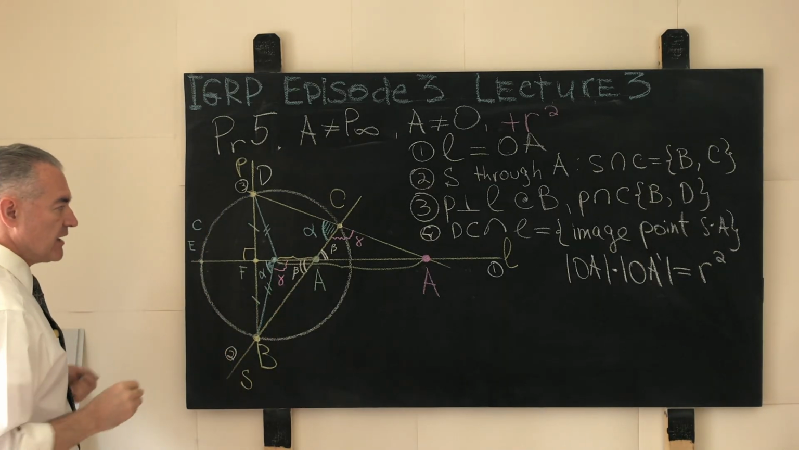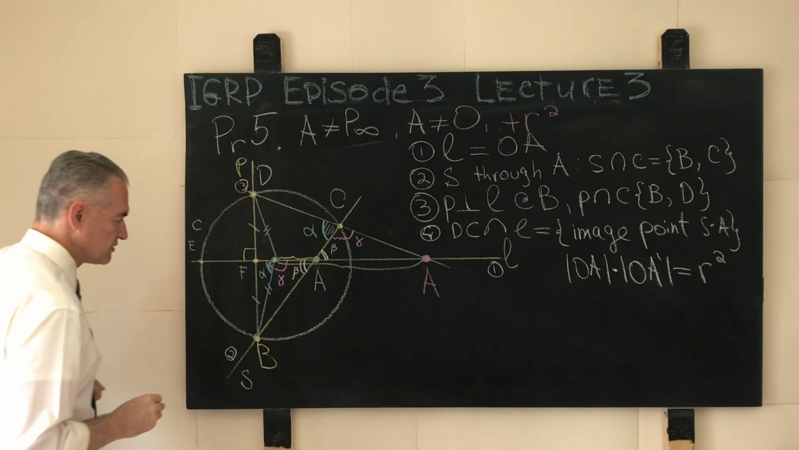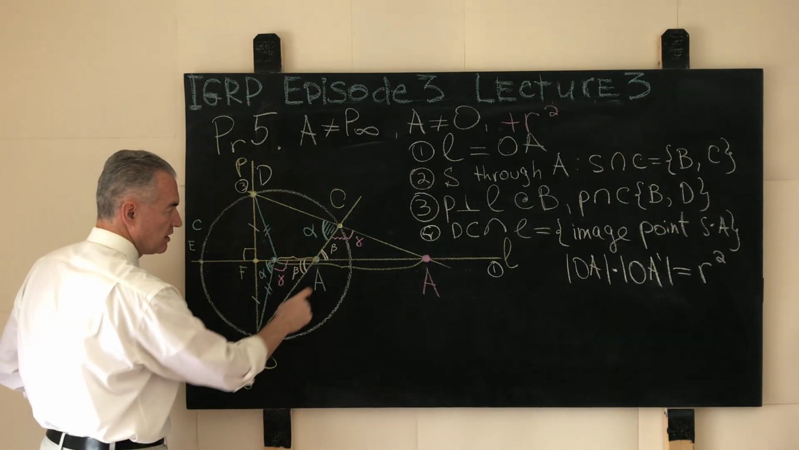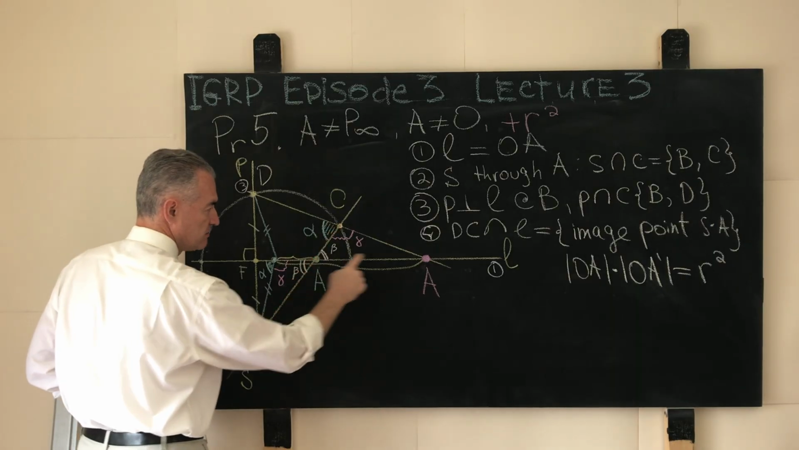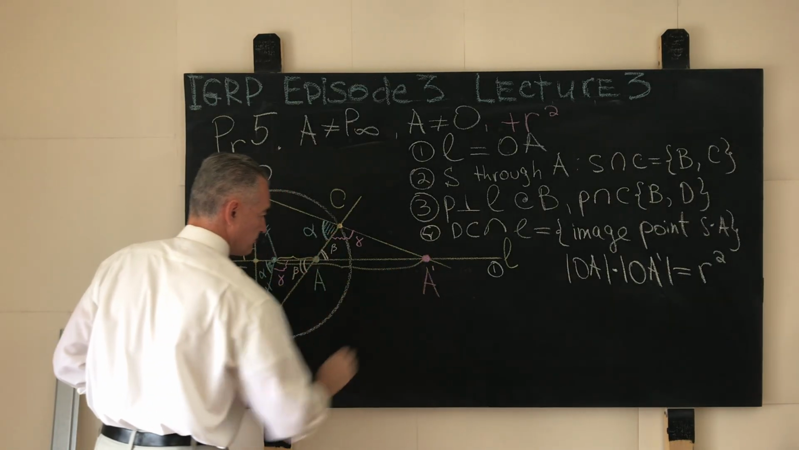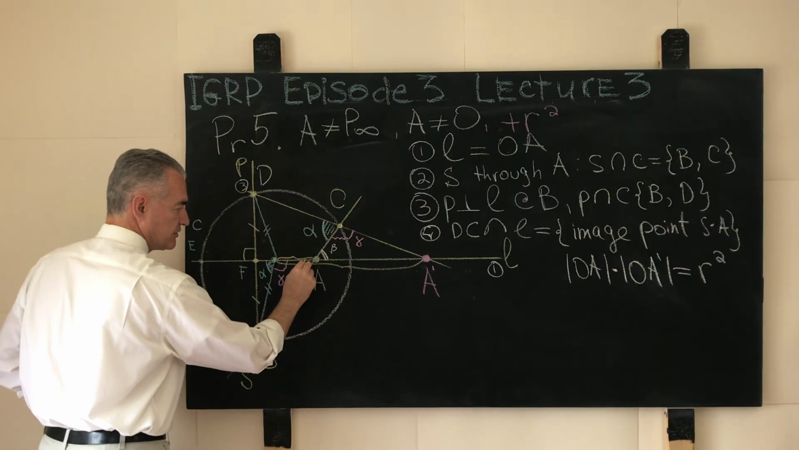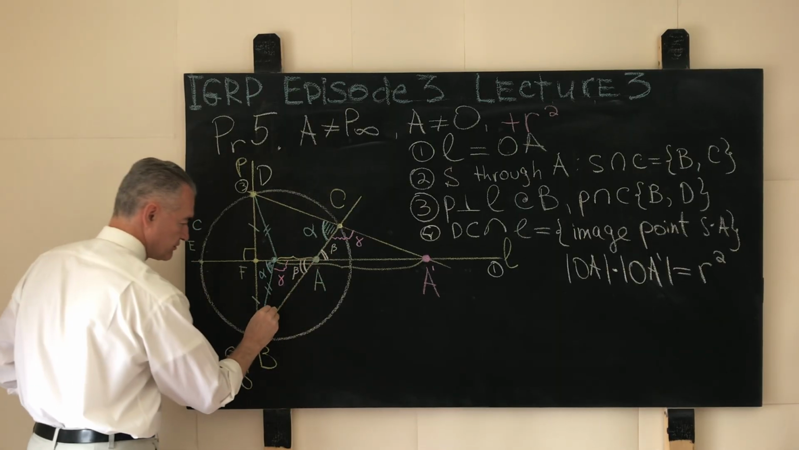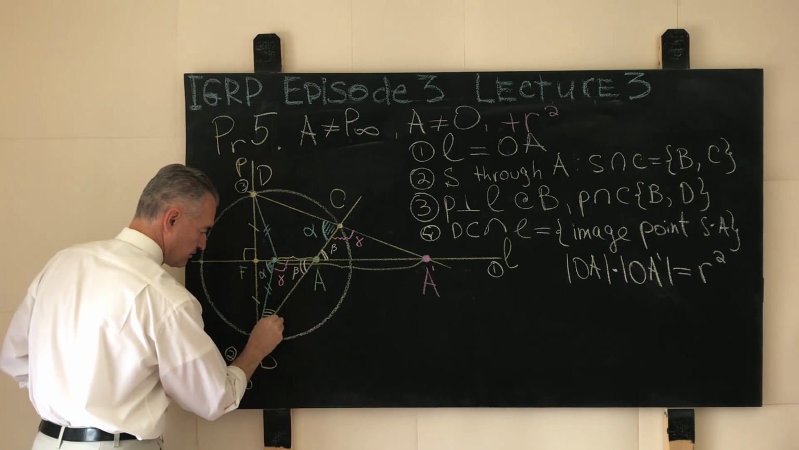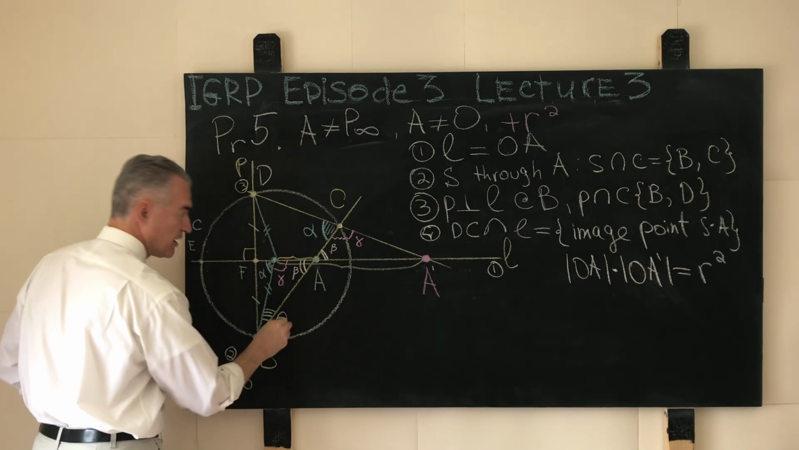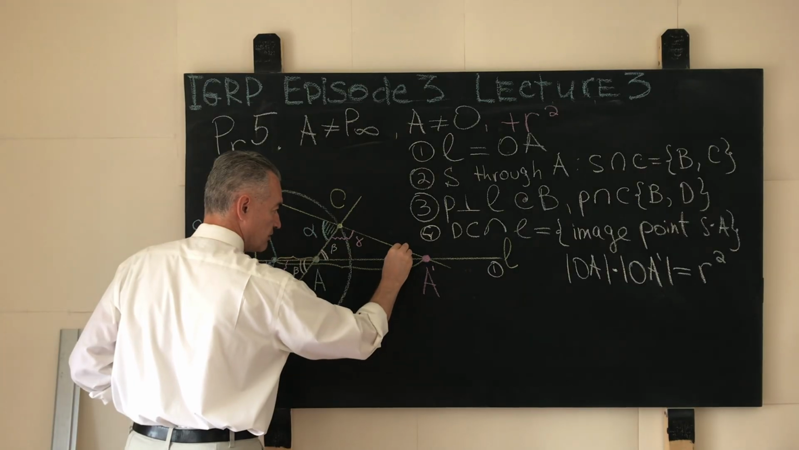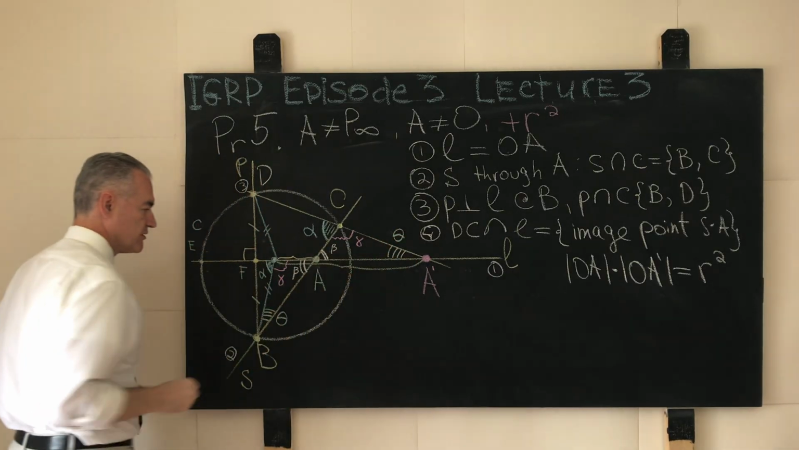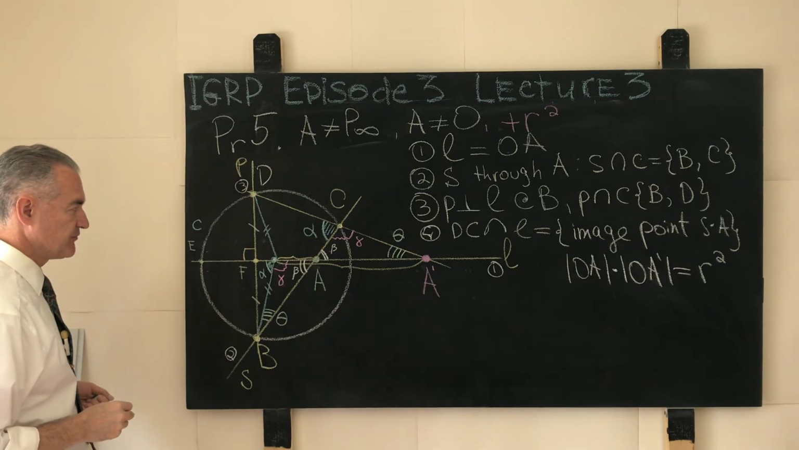Now we have which triangles? Let's concentrate on the triangle BOA and CAA prime. Vertical angles, same angles. It means that these angles here, theta, must be the same. Would you agree? I hope I have enough decorations here to make these angles distinct.